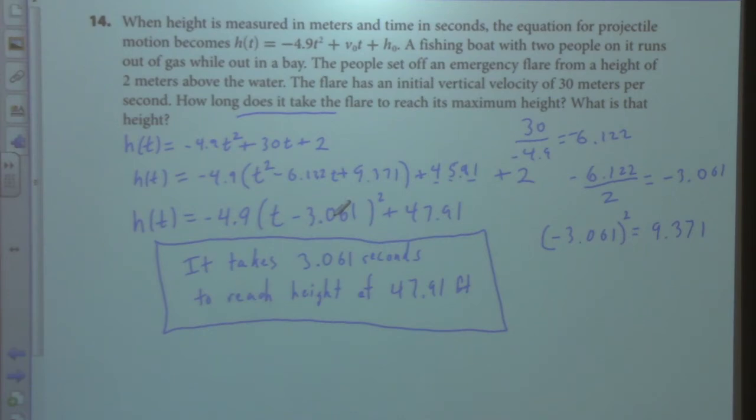Who said that? Very good. Yes, it is meters. Good catch. I was just too used to writing feet. I was thinking of Victoria's question.